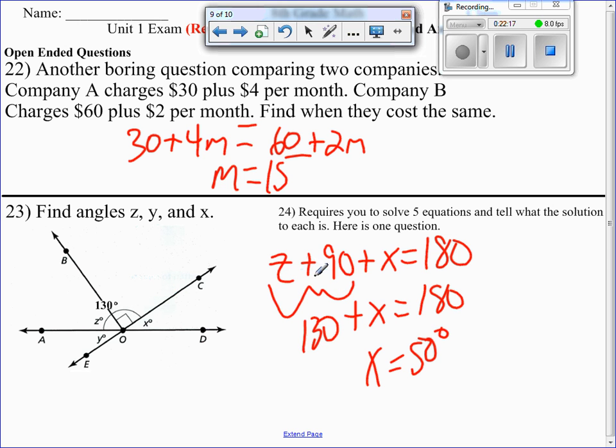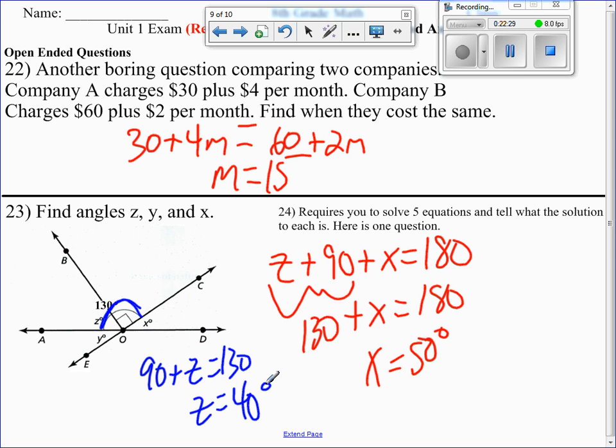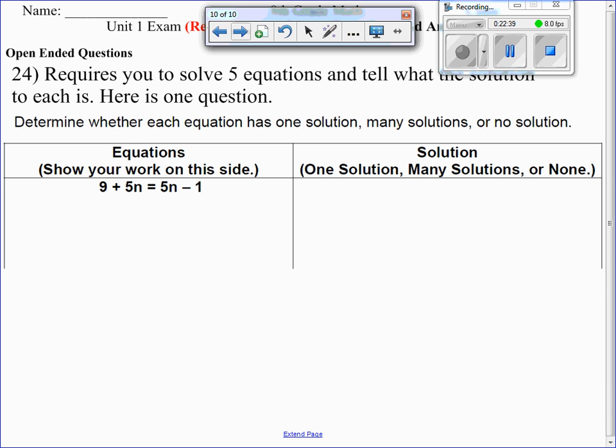Or we could have started somewhere else. I noticed that Z and the right angle here are 130. So that means 90 plus Z equals 130. So that means that Z equals 40 degrees. So now we got another one out of the way. And I noticed that X and Y are vertical angles. So Y equals 50 degrees because vertical angles are equal.